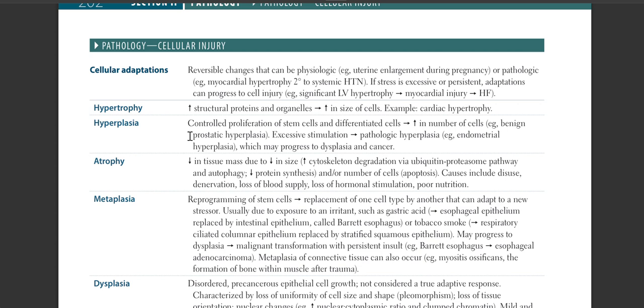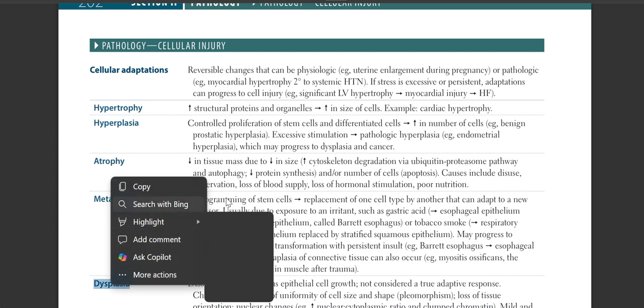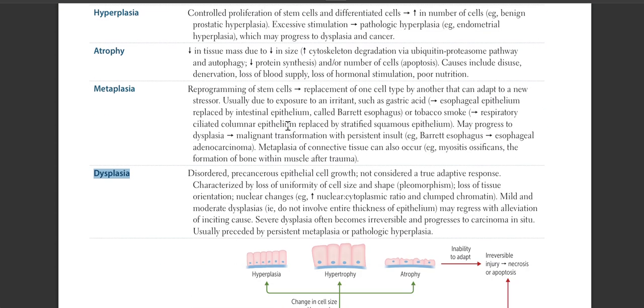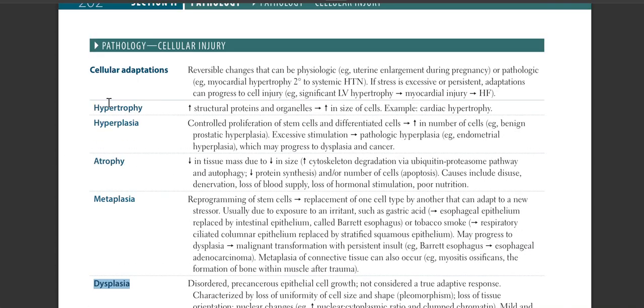Cellular adaptations are very important, and the most important thing to remember here is that all of these are reversible in nature. That means the difference between dysplasia and cancer is that dysplasia can be reversible, but cancer is always irreversible. Now, there's a couple of ways you can remember what all of these words mean. The simplest way is that you need to remember that trophy means size, and plasia means number.